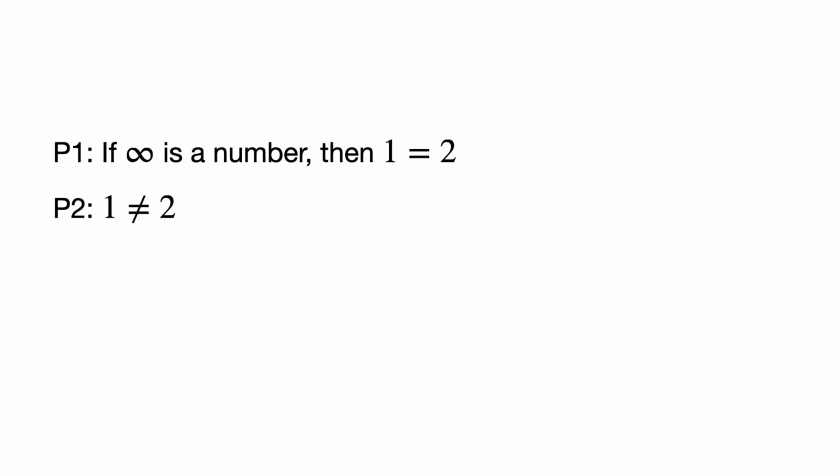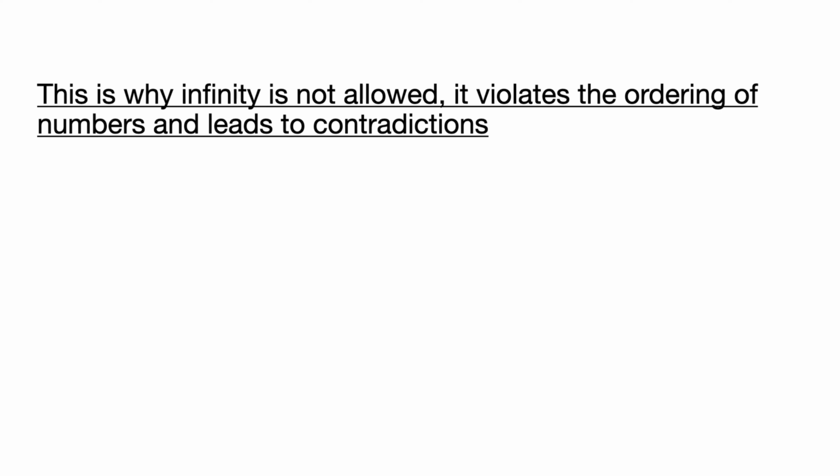And you can turn this into a nice little argument using our definition of numbers as elements of an ordered field by saying, look, premise 1, if infinity is a number, then 1 equals 2. Premise 2, obviously 1 does not equal 2, and therefore infinity is not a number. Premise 2 being logically equivalent to it is false that 1 equals 2. So this is why infinity isn't allowed. It violates the ordering of numbers and leads to all sorts of other contradictions as well.